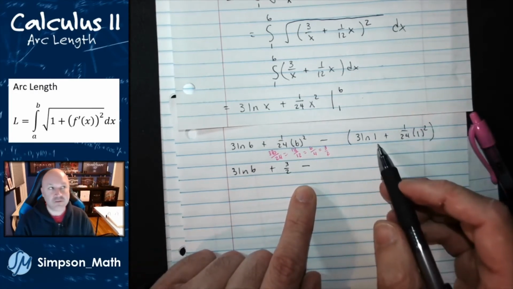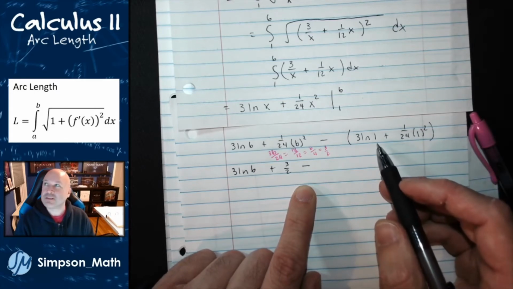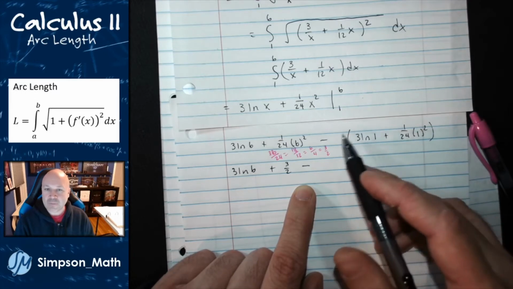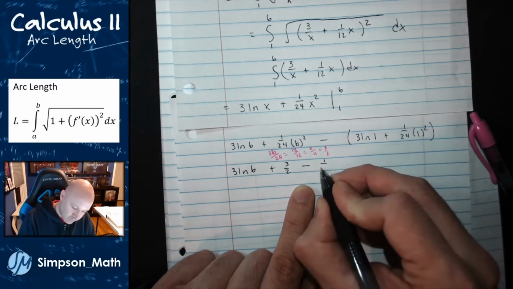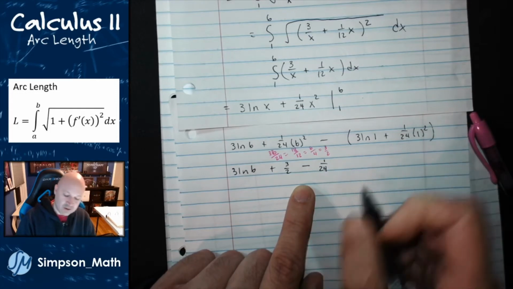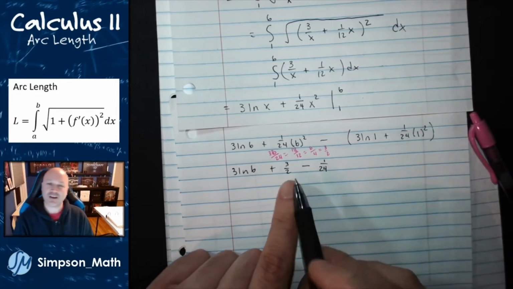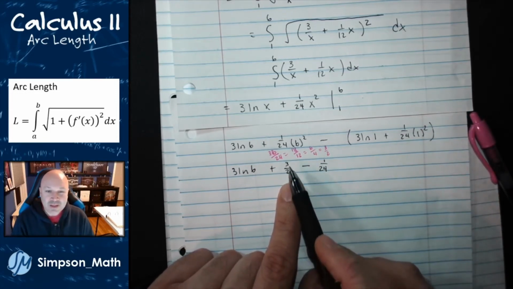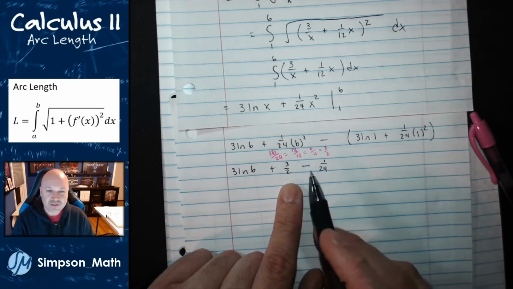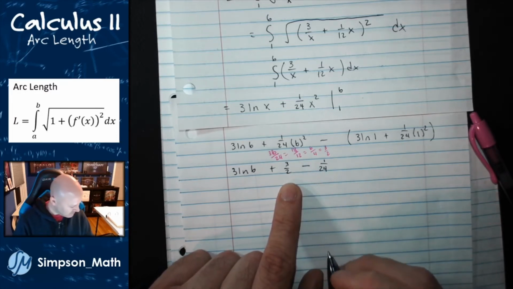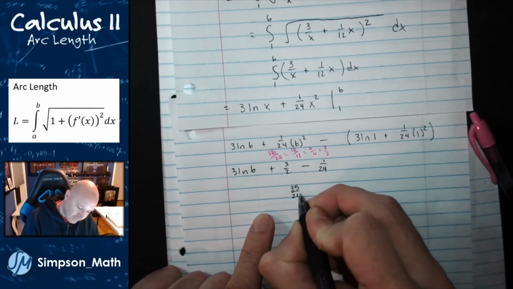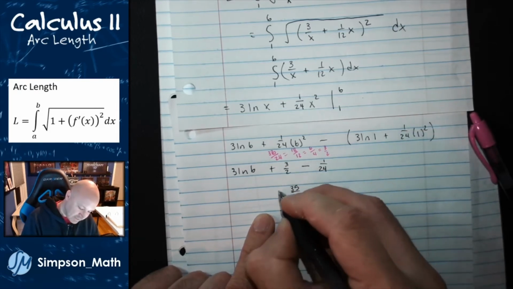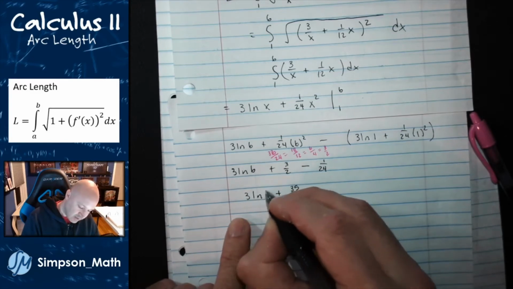Minus, now the natural log of 1 is famously 0, so I don't have to worry about that. But I am subtracting 1/24. Oh my goodness, I guess I should get a common denominator. Multiplying top and bottom by 12, that's 36, I think it's going to be 35 24ths, positive 3 ln 6.